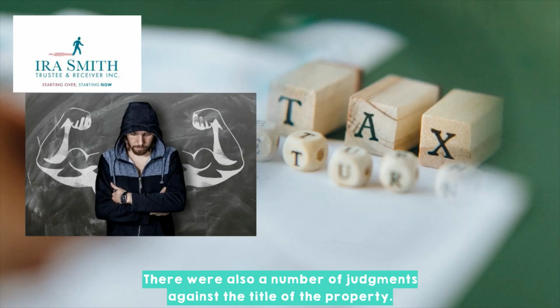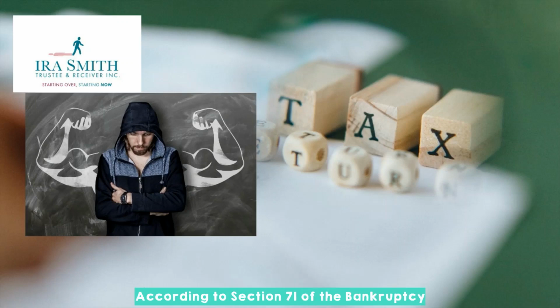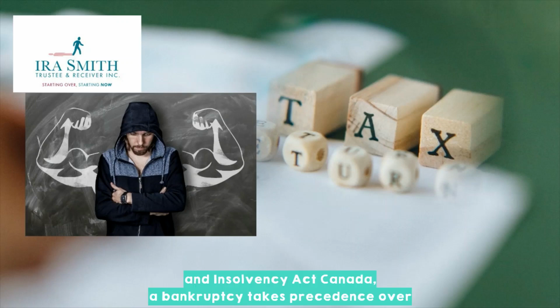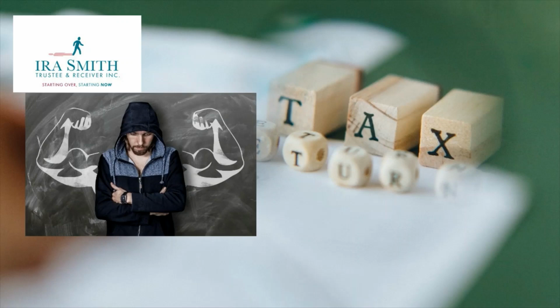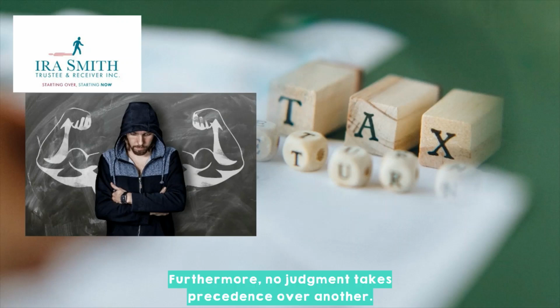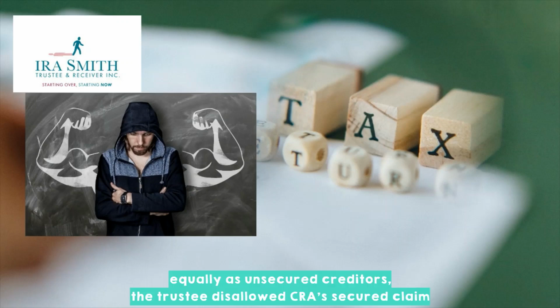There were also a number of judgments against the title of the property in addition to the memorial. There was no priority among the other judgments. According to Section 70(1) of the Bankruptcy and Insolvency Act, Canada, BIA, bankruptcy takes precedence over judgments, garnishments, and any collection action. Furthermore, no judgment takes precedence over another. A memorial is a judgment of the federal court, and since all judgments are treated equally as unsecured creditors, the trustee disallowed CRA's secured claim.